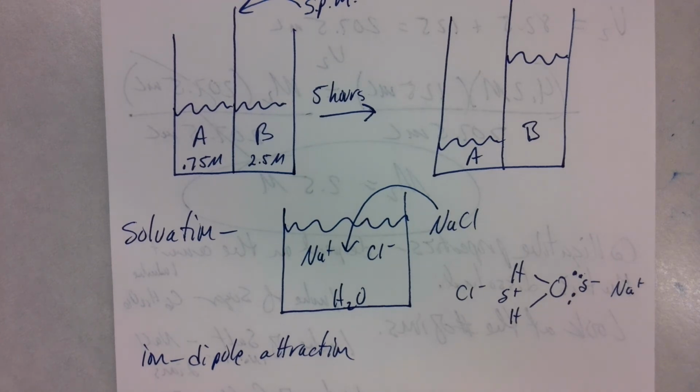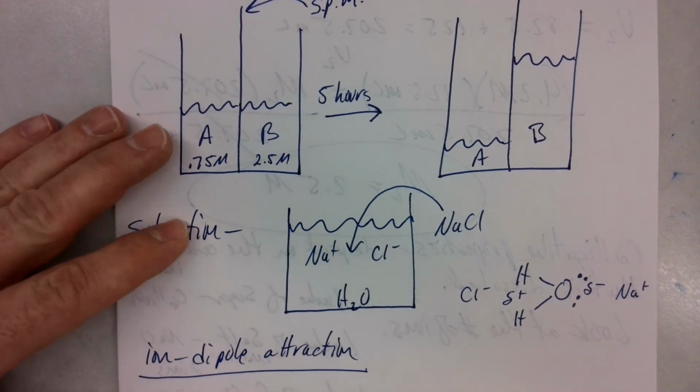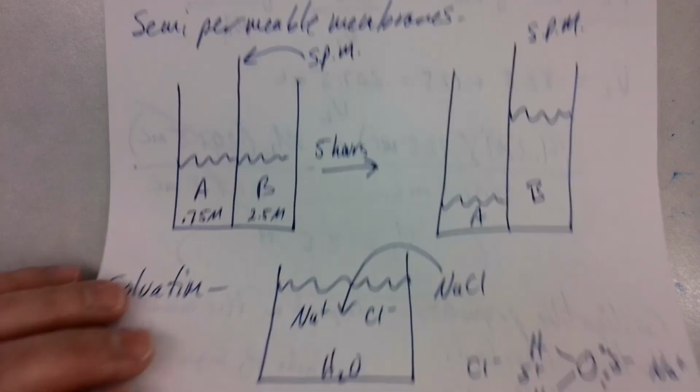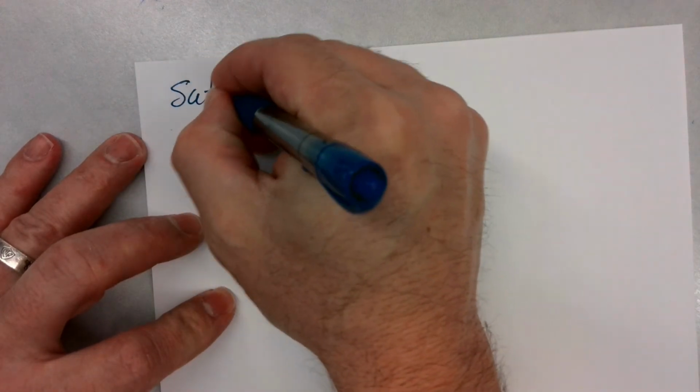Make sure we understand why that does that: ion dipole. It's a little different if it is a molecular substance rather than an ionic substance, but all they talk about is ionic. Now, who knows what the term saturated means?